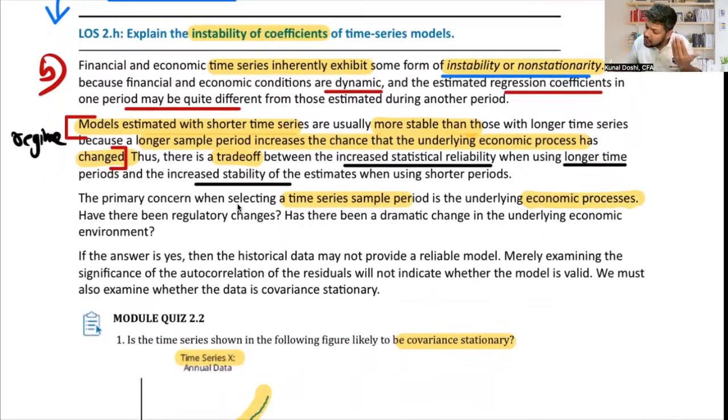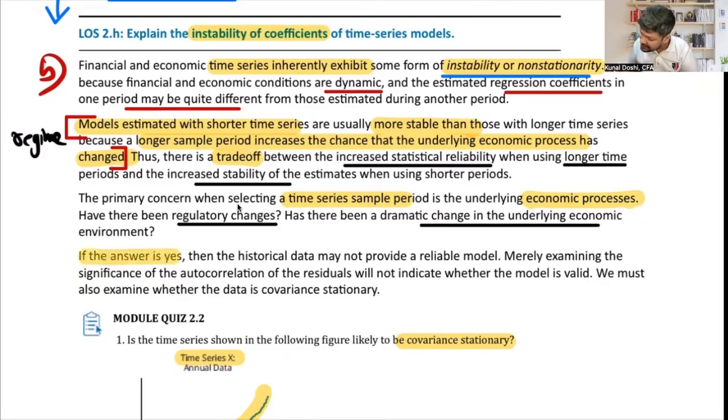So we need to ask the questions. Has there been a regulatory change? Has there been a substantial change in the economic policy of the government? What if the economic policy was very strict before and now it is very liberal? If the economic policies have drastically changed, you will see a different impact. So I should not include the whole time period. I should divide the time period into two parts, before the change and after the change. If there has been a dramatic change in the economic environment, then you cannot take a longer period.